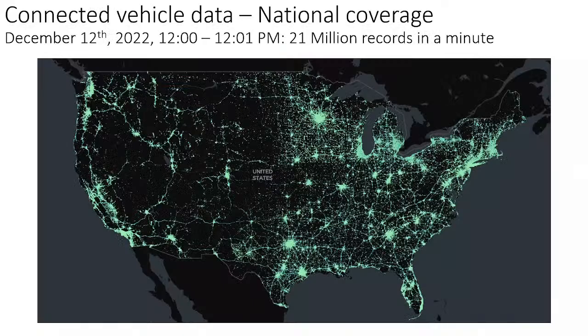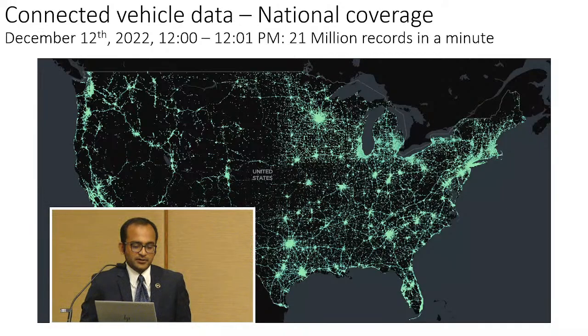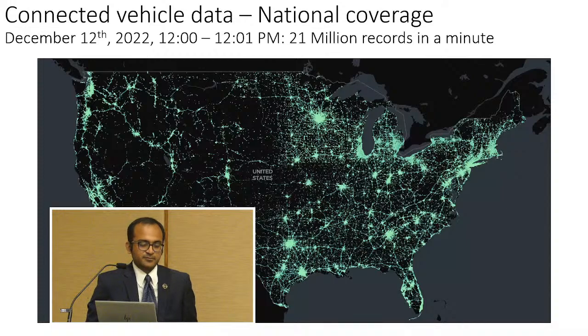To show the national coverage for just 1 minute on December 12, 2022, so this is noon to 12:01 p.m. Eastern time, 21 million records is what we see in a single minute, and this is how those breadcrumbs look like. So as we see, most of the major cities are highlighted, most of the major roadways are highlighted, definitely all of the interstates.